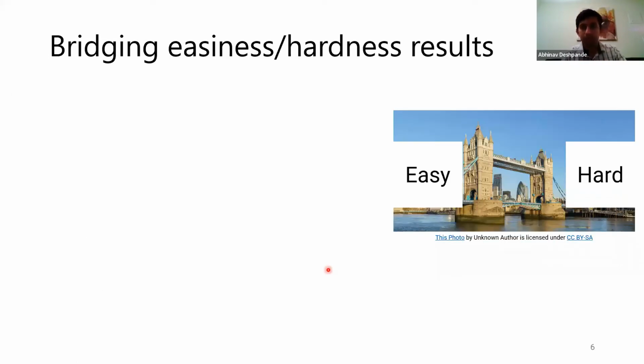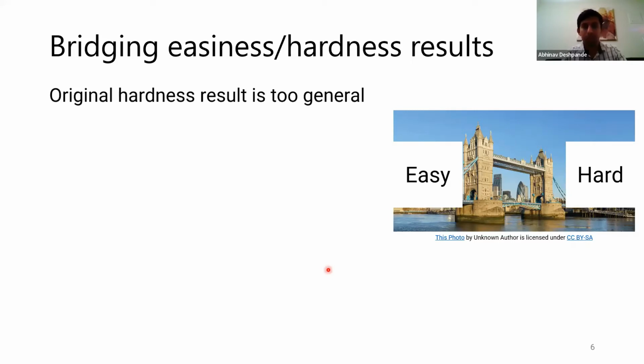So first off, the thing to observe is that the original hardness result is too general, because it just applies to arbitrary k-local Hamiltonians. And presumably, the Hamiltonians that we are seeing in nature, for which heuristic algorithms are performing well, have possibly some more structure to them.